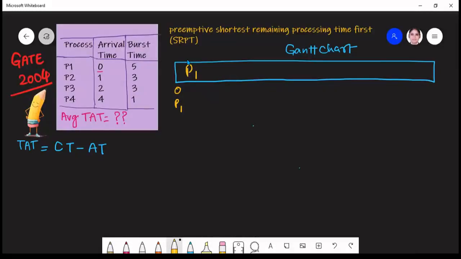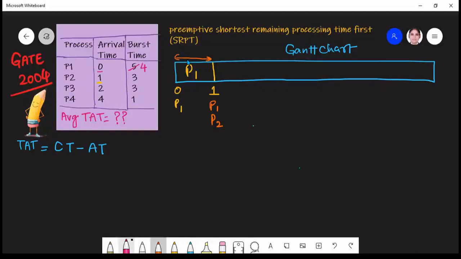But because this is a preemptive algorithm, it is going to run only for the next 1 millisecond, because at the first millisecond, who is going to join? P2 is going to join. So P1 was already there. Now P2 has also joined. And after this 1 millisecond, the remaining time of P1 left is 5 minus 1, that is 4.